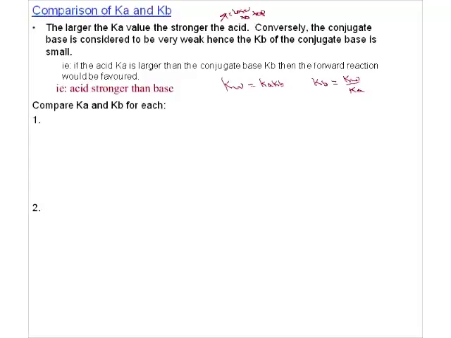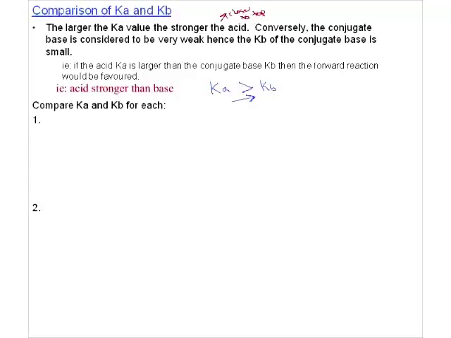Let me just get rid of this here now. And what we're saying is that if, oh my Lord, look at the size of that pencil. Let's fix this up again. If Ka is bigger than Kb, look at the way the arrow is pointing in that direction. It's going to move forward. The acid is going to want to ionize. So Ka is greater than Kb.